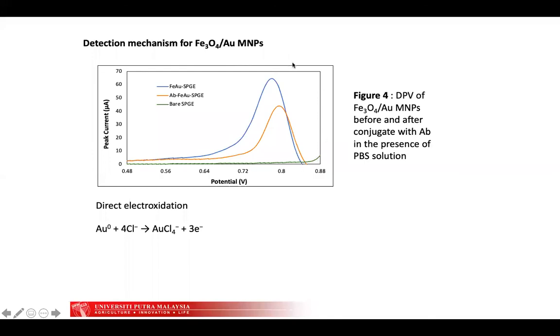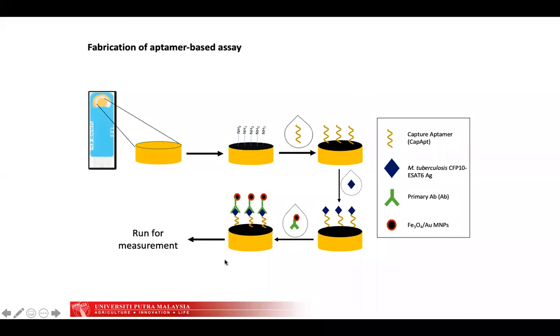The detection mechanism for this biosensor is based on the electro-oxidation of the gold nanoparticles. This is the peak where the electro-oxidation occurs. So the schematic diagram shows the whole process, starting from the modification of the electrode, the immobilization of the bioreceptor, the aptamer, and the exposure of this aptamer towards the antigen, the sample, and then followed by the antibody tag with the Fe3O4 gold nanoparticles.